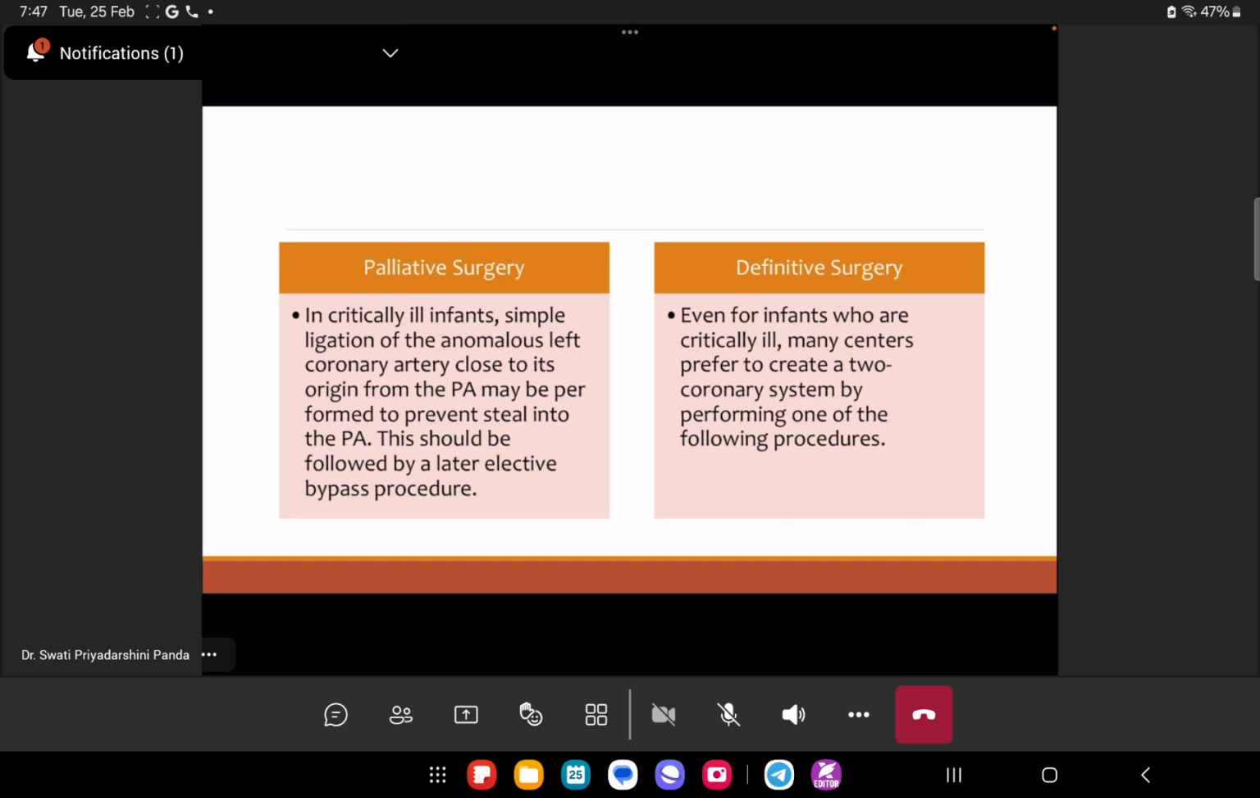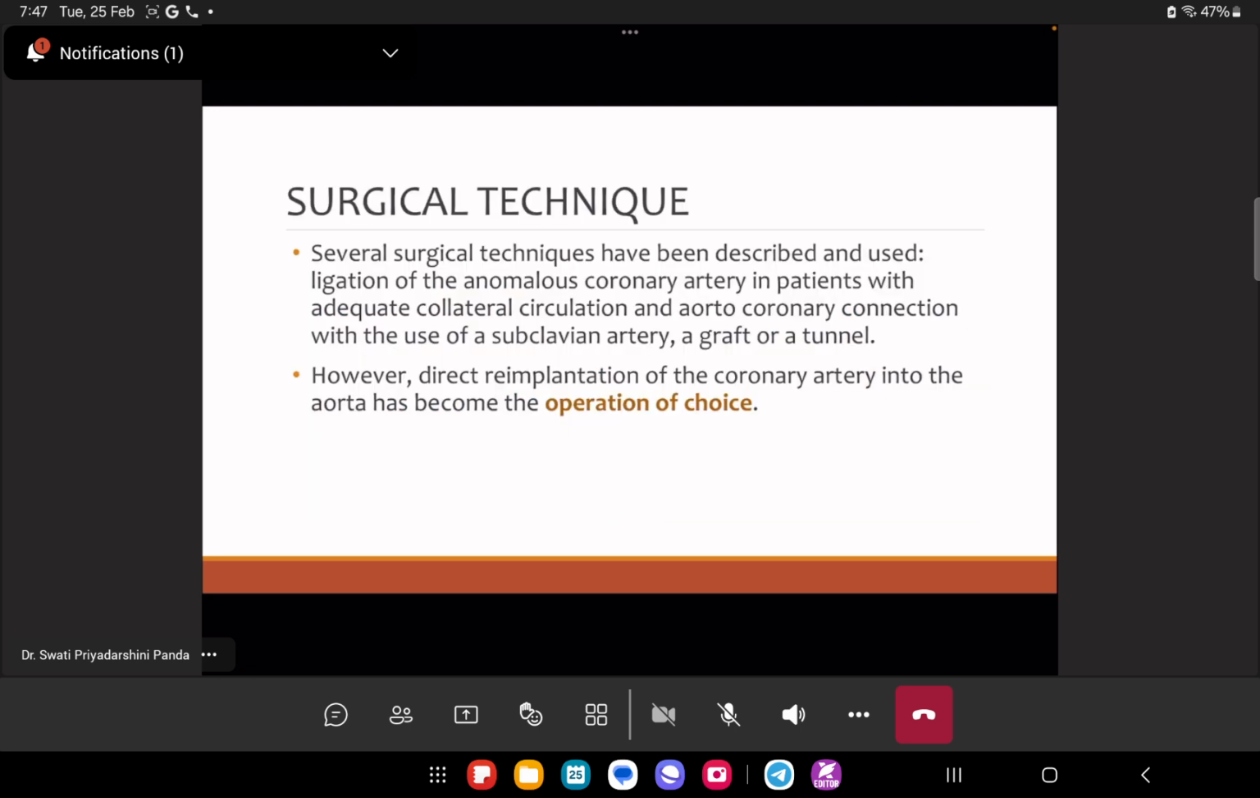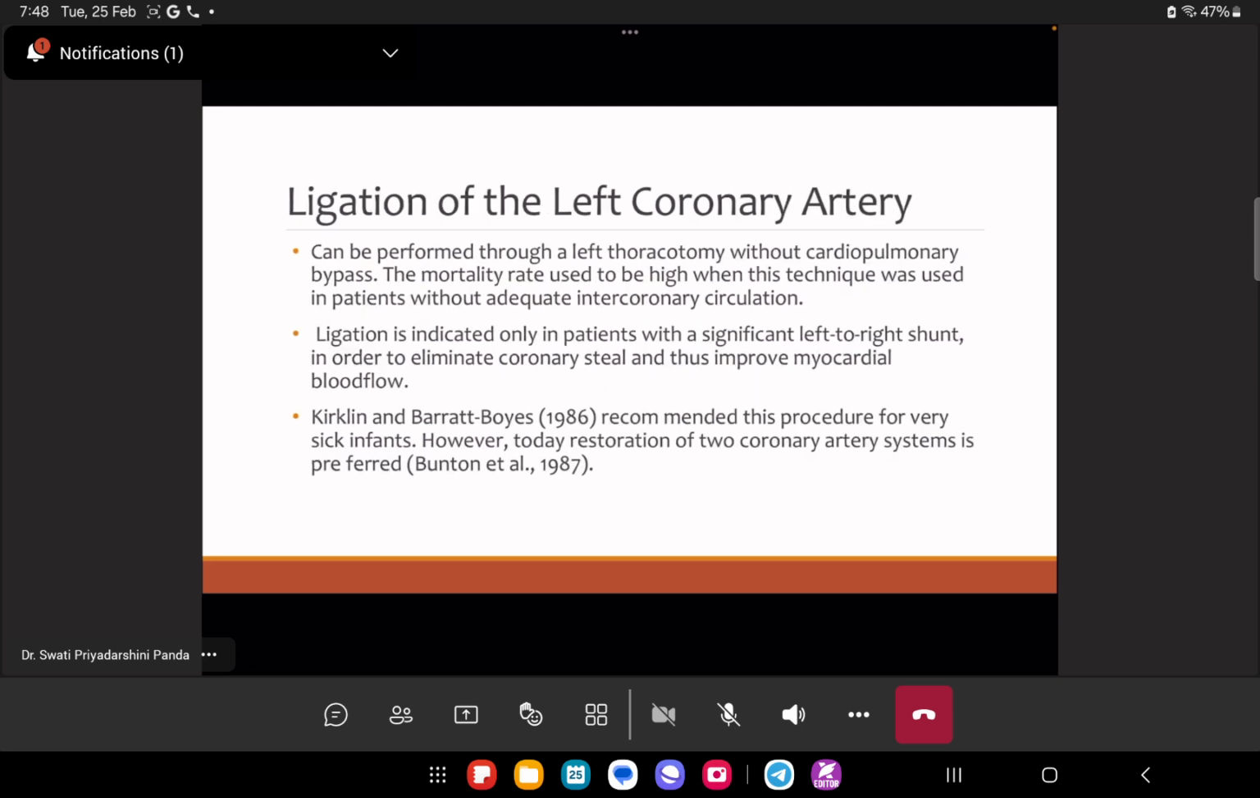Definitive surgery is even for infants who are critically ill. Many centers prefer to create a two coronary system by performing one of the following procedures. These are the surgical techniques involved. Several surgical techniques have been described and used. Ligation of the anomalous coronary artery in patients with adequate collateral circulation, and aorto-coronary connection with the use of a subclavian artery, a graft or a tunnel. However, direct reimplantation of the coronary artery into the aorta has become the operation of choice.